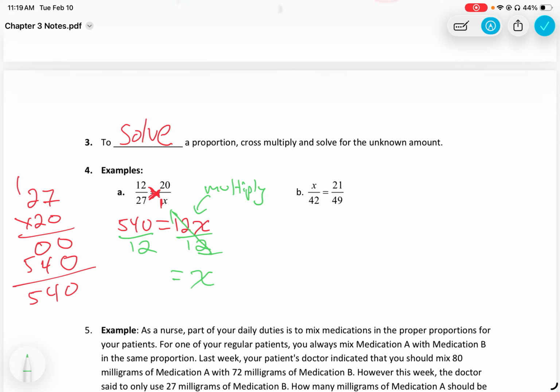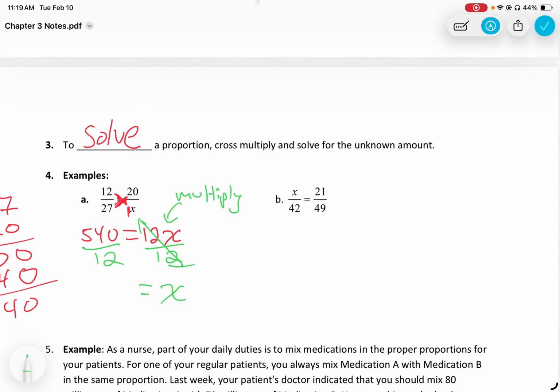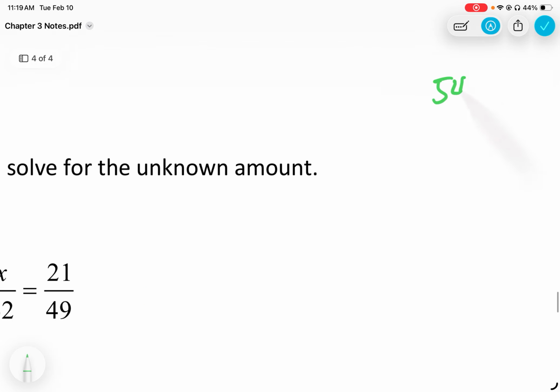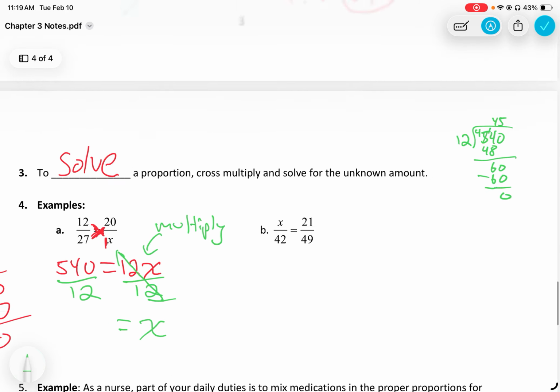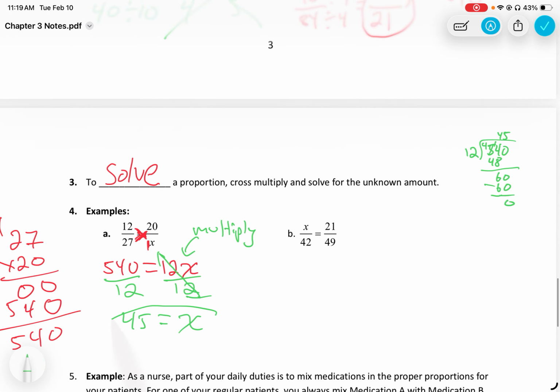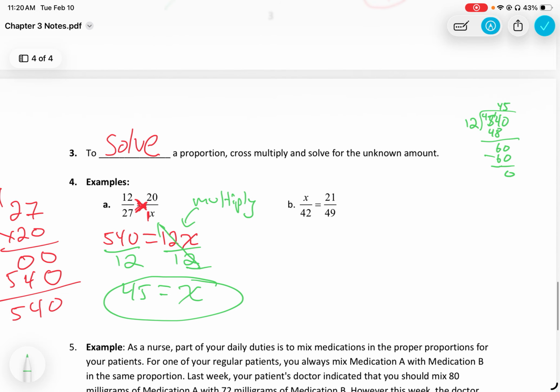And now we need to do 540 divided by 12, which I'm going to do over here just because I'm running out of space. 540 divided by 12. I know 12 times 4 is 48. We can borrow to get 60. I know 12 times 5 is 60. So over here I get x is equal to 45, because 540 divided by 12 came down to an even 45. And the same thing will be true for the next one. We will cross multiply and divide.